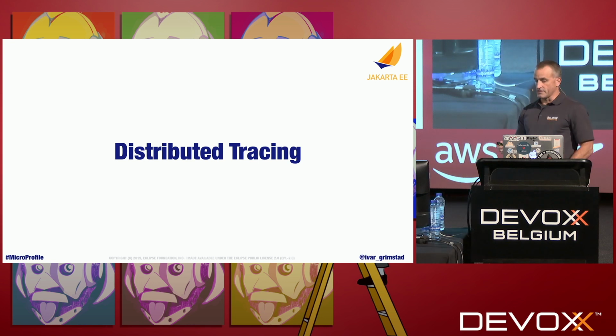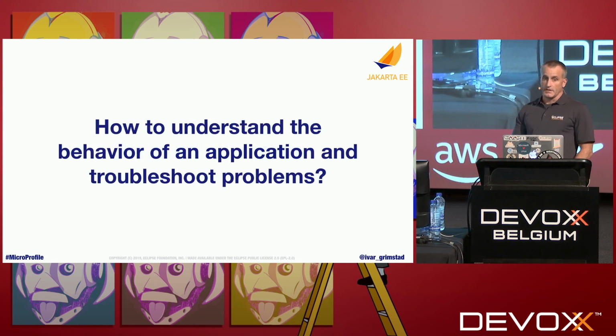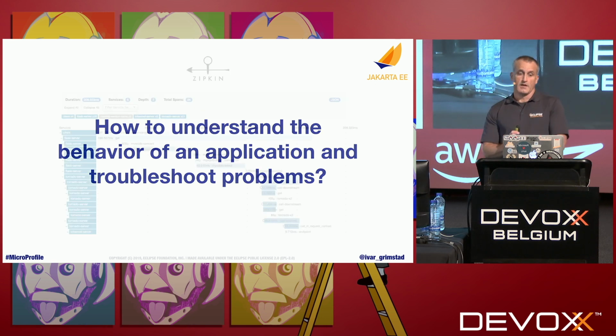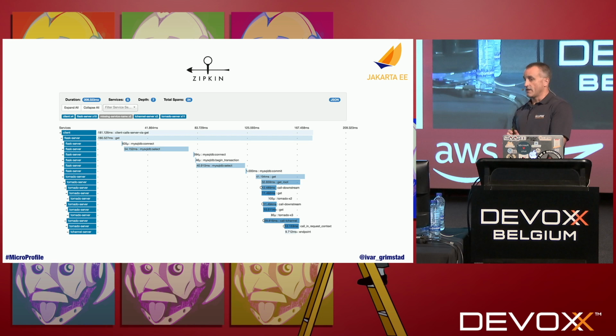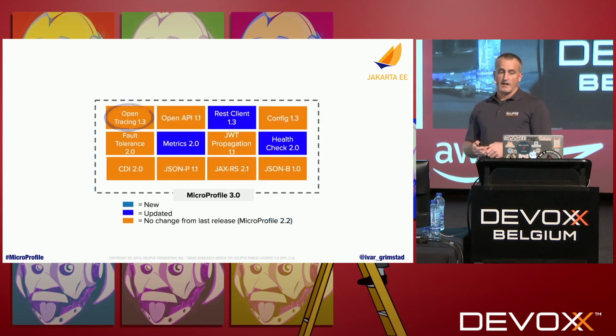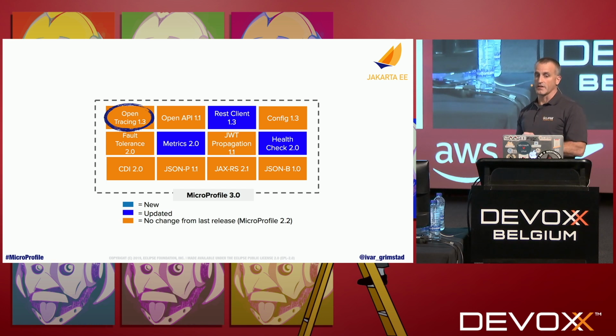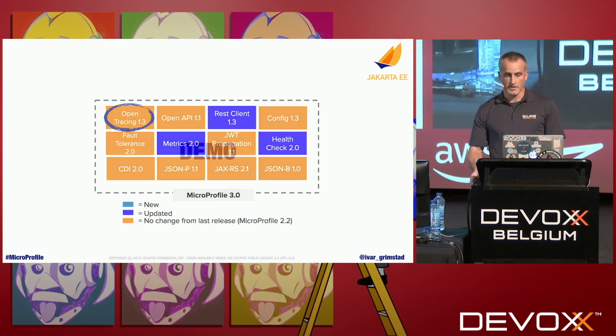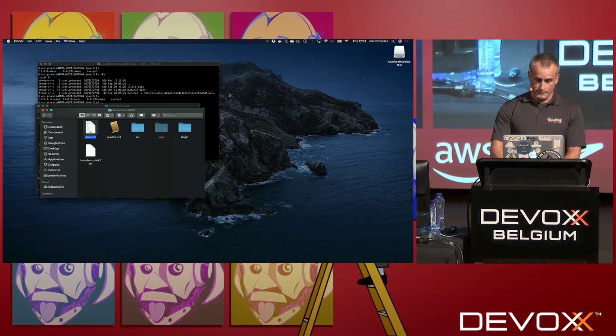So, distributed tracing. How to understand the behavior of an application and troubleshoot problems. Zipkin is a tool that is usually used for distributed tracing. Jaeger is another. And you can do this easily by annotating your method using the OpenTracing API of MicroProfile. So let's look at how this looks.